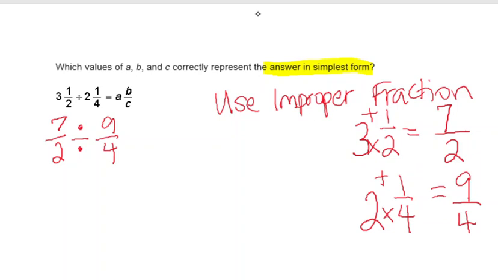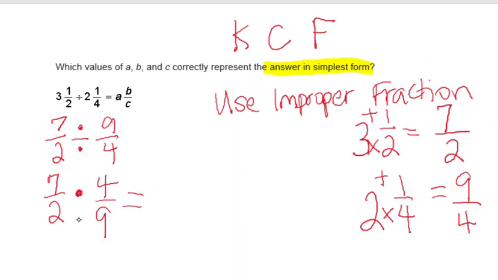Now we can apply our rule. Multiply by the reciprocal. Keep the first number. Change the sign to multiplication. And flip the second number. Keep 7 over 2. And multiply by 4 over 9. I can go ahead and multiply straight across and get 28 over 18. 28 over 18 can be divided by 2 to be simplified to 14 over 9.